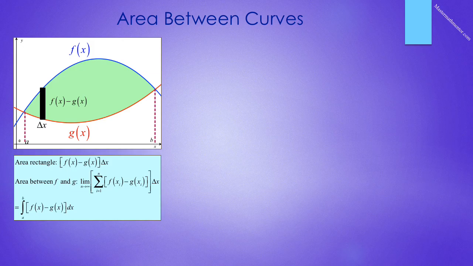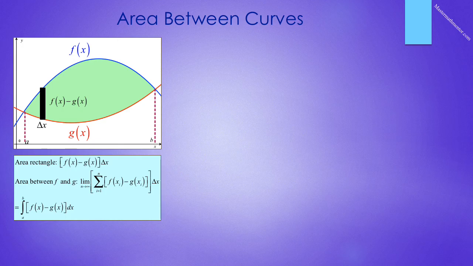We do this by drawing a Riemann sum rectangle. It has base delta x and height f of x minus g of x. So the area of any such rectangle is the quantity f of x minus g of x times delta x.